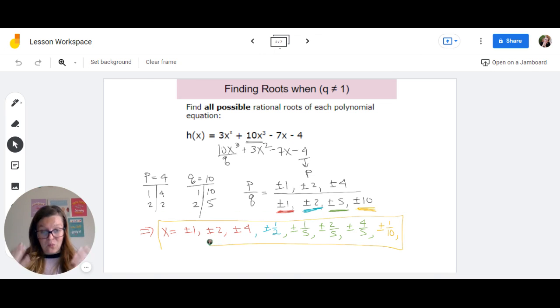So when you have a q value that is not equal to 1, be very careful and make sure that you are dividing every single number on top with every single number on bottom. All right, so there's the finding roots when q is not equal to 1.